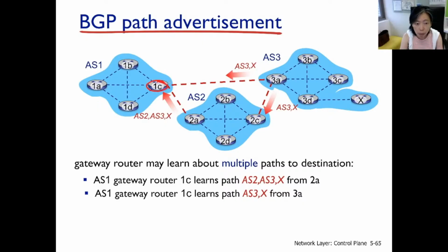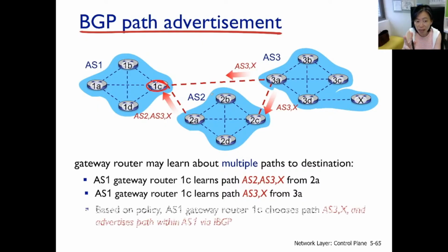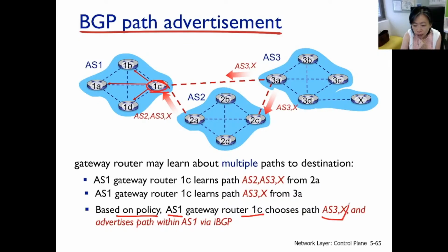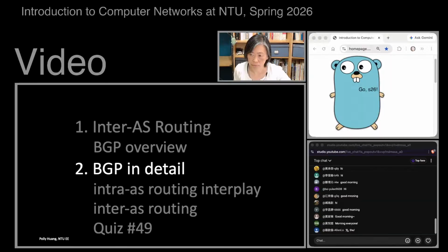At this point, 1C sees two advertisements coming in. Before 1C propagates any of the paths further, it needs to check the import policy. So AS1's gateway router 1C there, we need to choose. It could choose one of the two, or it could just take both of them. Let's say that 1C chooses AS3, X. Sure, the shortest AS path, and advertises it to all routers internally of AS1. Okay, this is the second example.